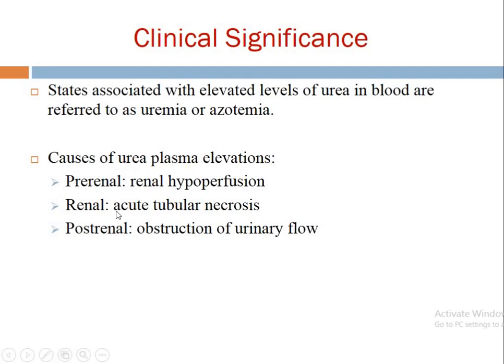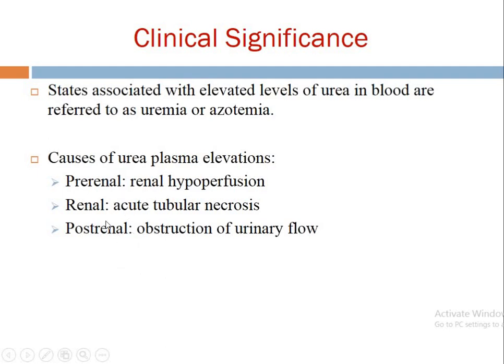Then come the renal causes, where the kidney per se is affected. These are various types of renal disorders, where acute tubular necrosis will be there, and the blood supply to the kidney is affected. When the blood supply to the kidney is affected, there will be ischemia of the renal tissue, and then it can lead to necrosis of the kidneys. That can be the renal cause.